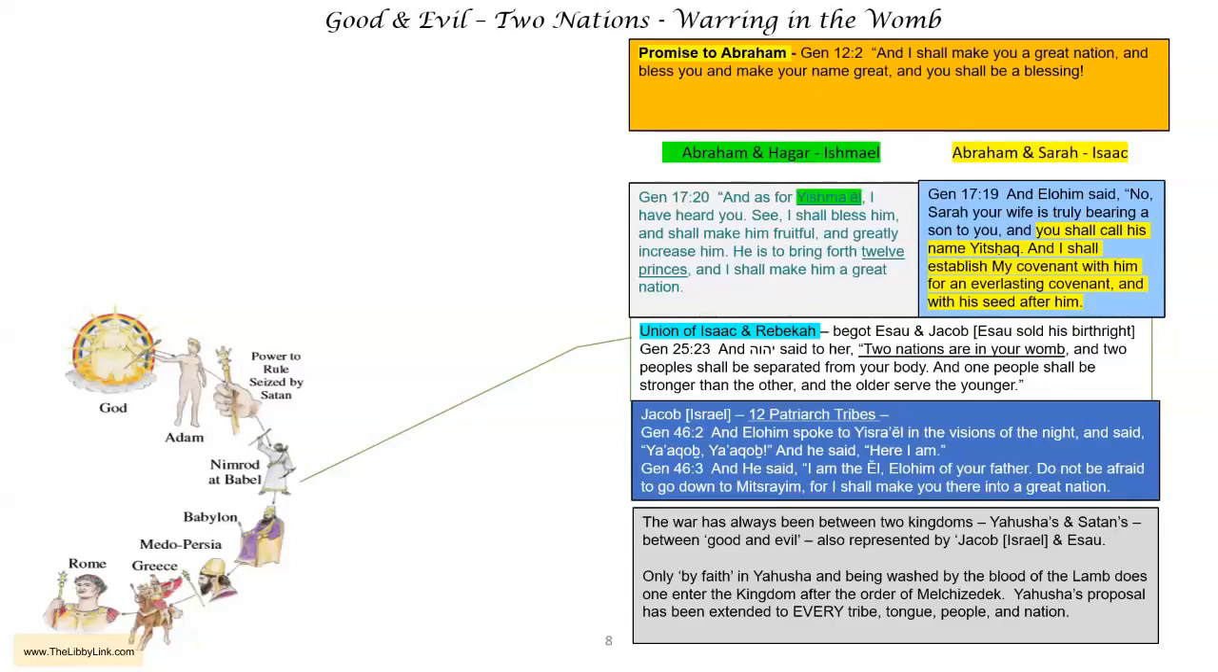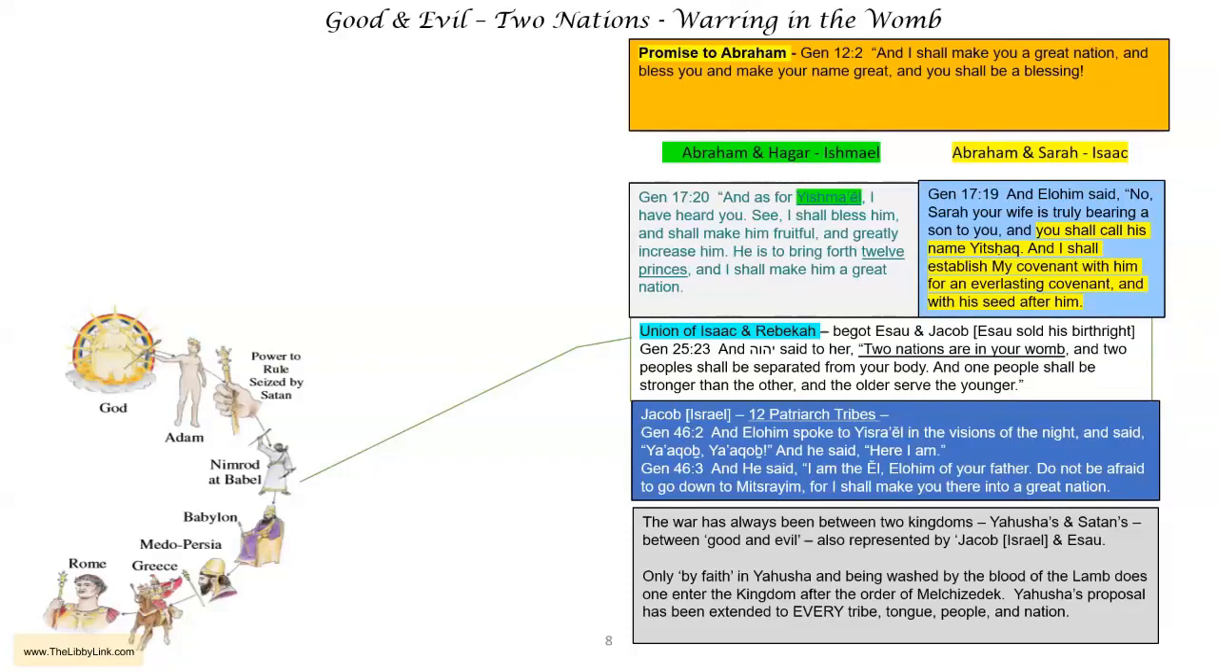So history repeats itself, and we read about the greater Exodus in Isaiah 11:11 through, I think, 21, something like that. So the war has always been between two kingdoms, as we read in the prologue. Yahusha's kingdom and Satan's. This world is what he rules. And it's a war between good and evil.